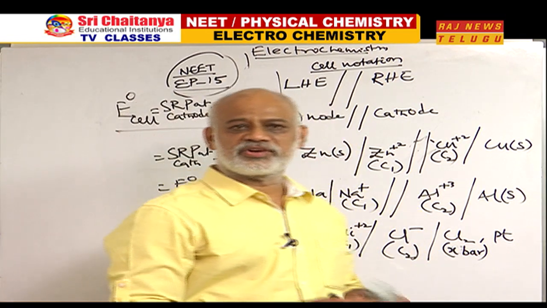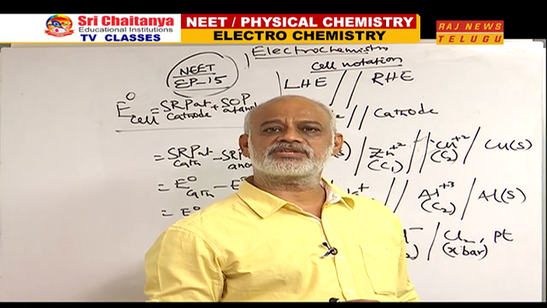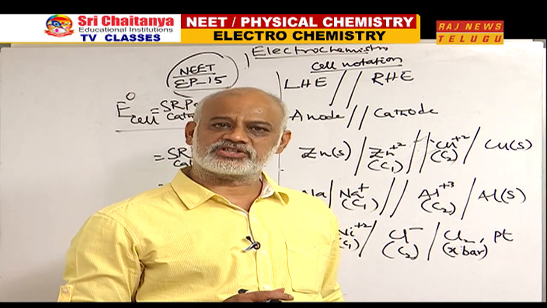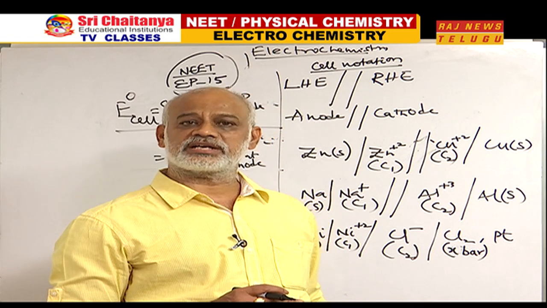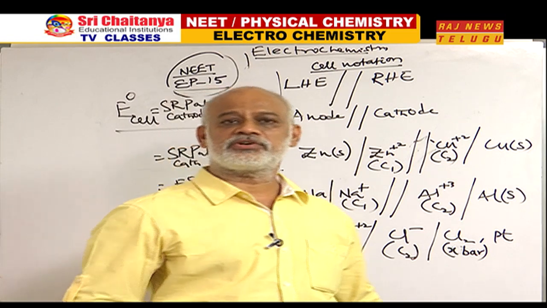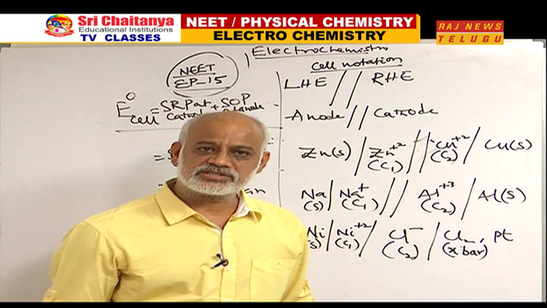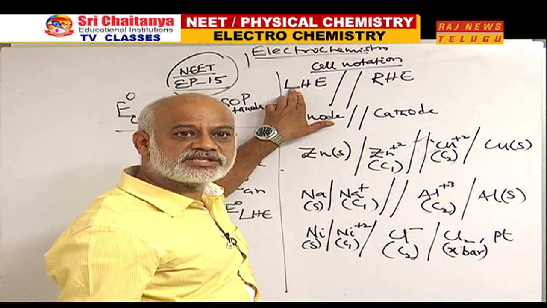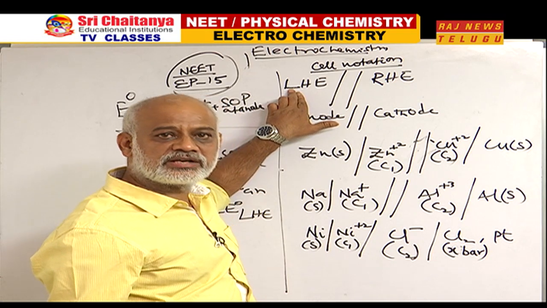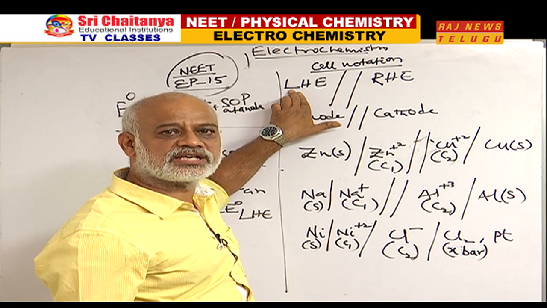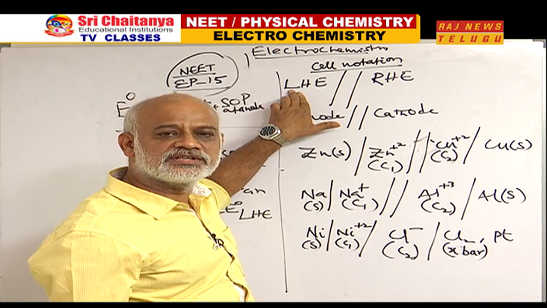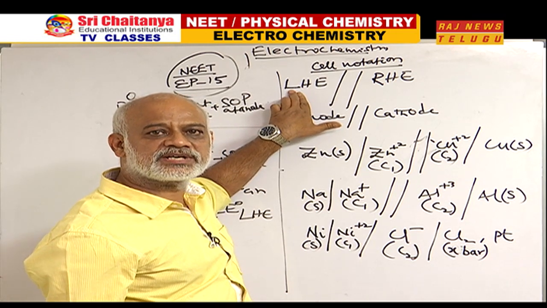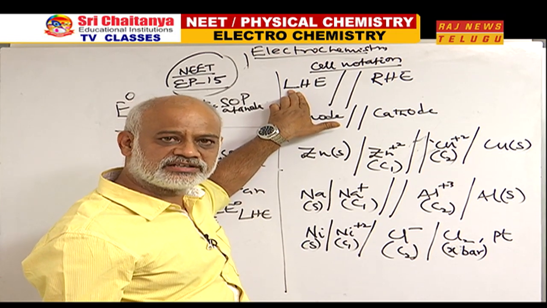Let us continue with numericals on electrode potentials, how to calculate cell potential. Before entering into calculations of cell potential, let me give you what is cell notation. Cell notation is always the simplest way of representing a cell reaction.